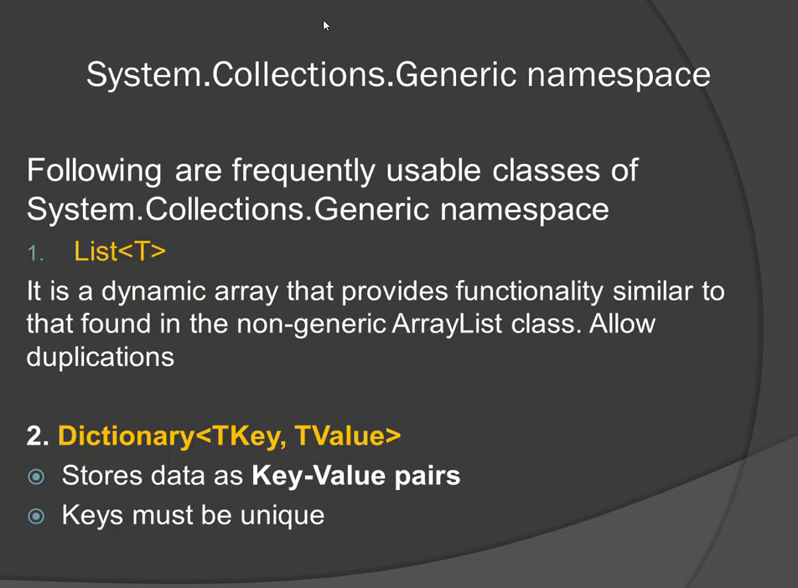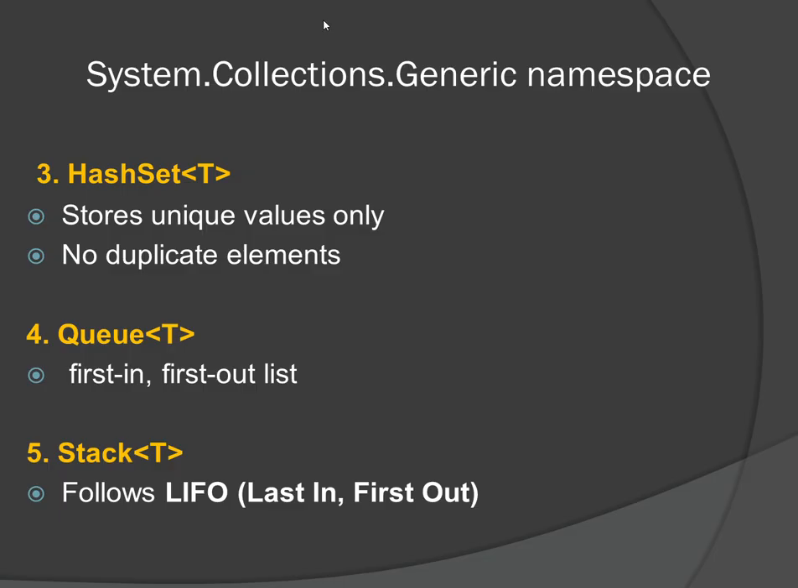Now to the next slide. I have represented a detailed explanation of classes present in System.Collections.Generic. The first class is List, the second class is Dictionary. Next classes are HashSet, Queue, and Stack. As you observe here, after a class there is a data type, which I have represented here as T. T means data type. This data type is known as a generic type.